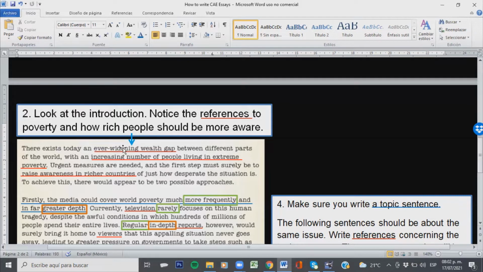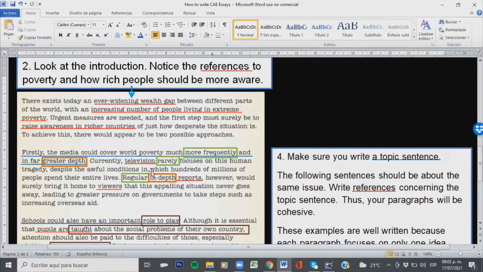Notice that the first part of the paragraph deals with the general topic, poverty, and the second part talks about the main issue, raising awareness in richer countries. It's a good idea to structure the paragraph this way because then the main issue is going to be closer to the paragraphs that are going to explain it.